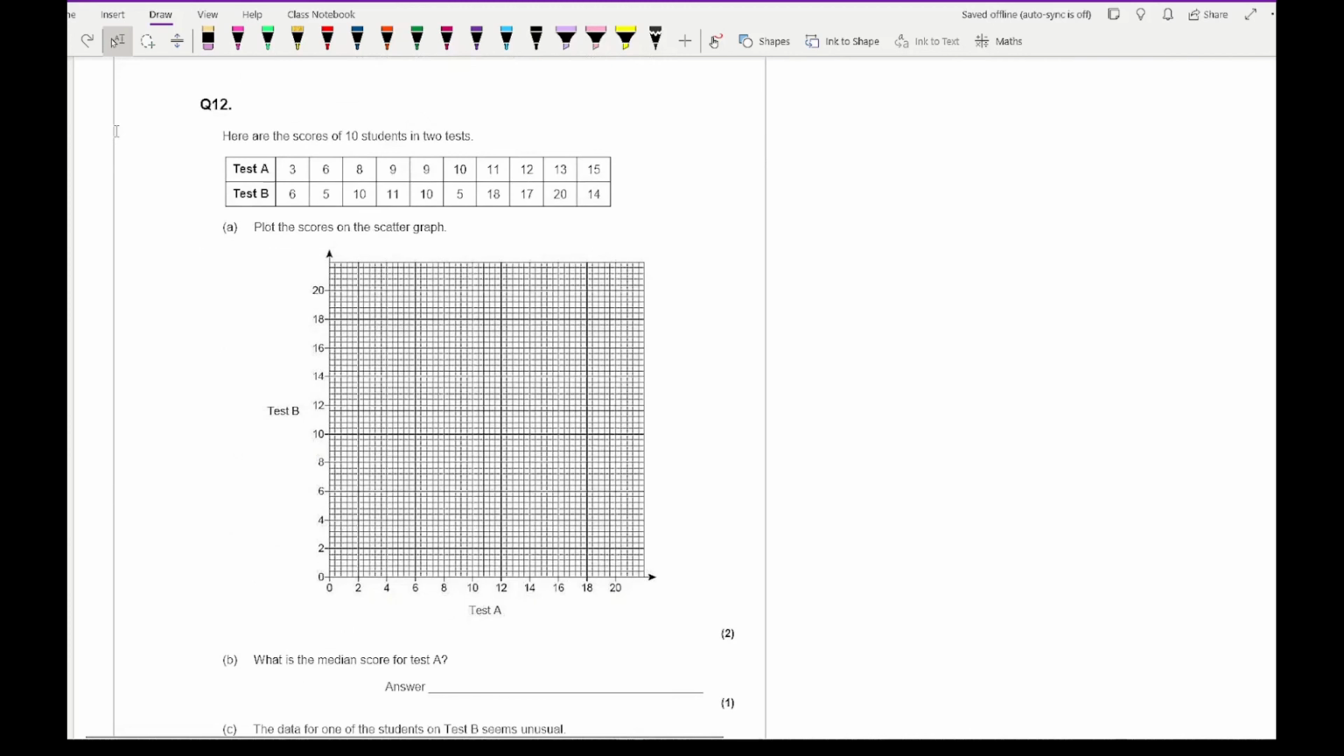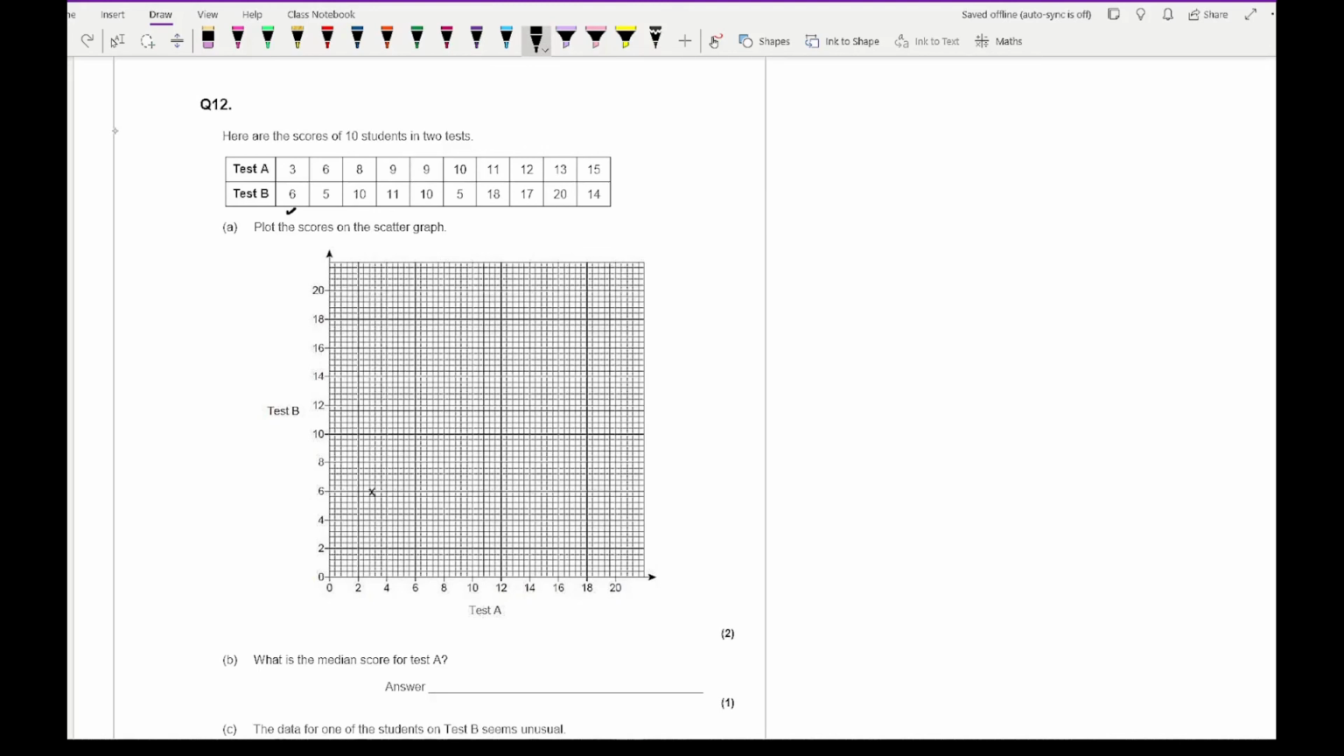Then for question 12, it says, here are some scores of 10 students in 2 tests, and we want to plot this on a scatter diagram. Again, you really want to be careful with how you're plotting this, but also make sure you're not going crazy with big, thick, chunky crosses or dots. The first one is at 3, 6. Again, go as close as possible. 3 is never ideal when you're using this scale, but you just need to try your best. So there's my first one, and we can just give it a little tick underneath. I'm not going to cross off the numbers because I may need those numbers later.